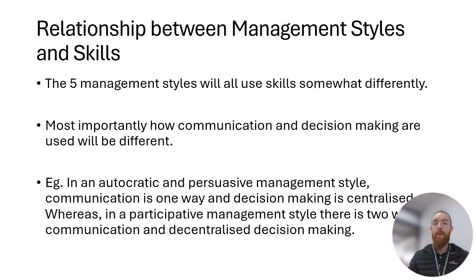What's important with these management styles and skills is that they go together, and different management skills get used differently with different management styles. So the 5 management styles all use skills somewhat differently. Most importantly is how communication and decision-making are used, and that will be different. So when we look at our autocratic and persuasive management styles, communication is one way and decision-making is centralized, meaning the manager makes all decisions.